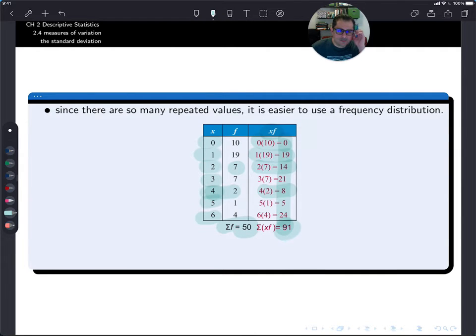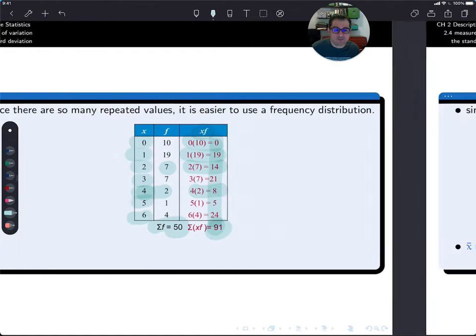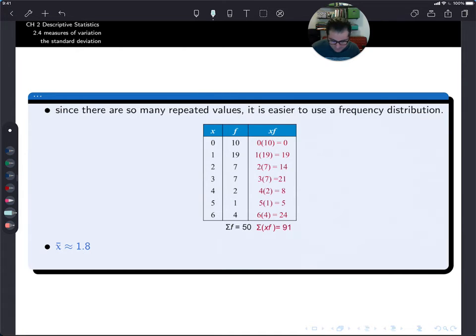The data you had were children at homes, and you saw a lot of zeros. So don't forget that you have to divide by the number of data you have. This is a shortcut to do it with 7 rows, but you have 50 data points. So you have to divide by 50, okay? So you divide 91 by 50, it gives you 1.8. So that's my mean, okay?